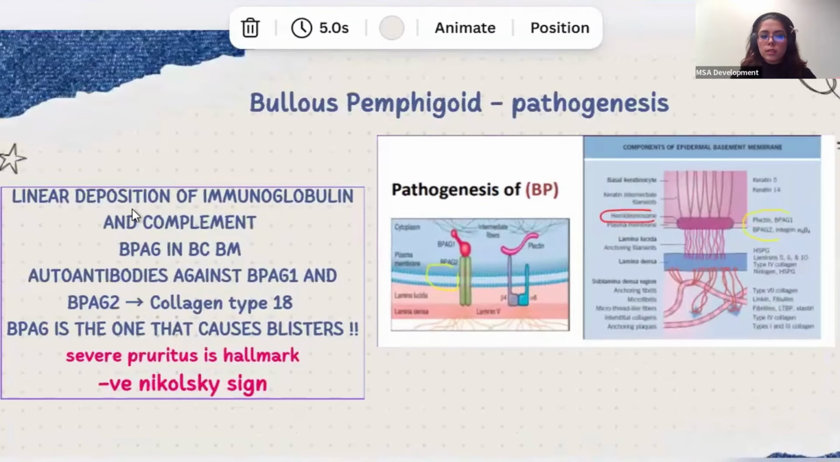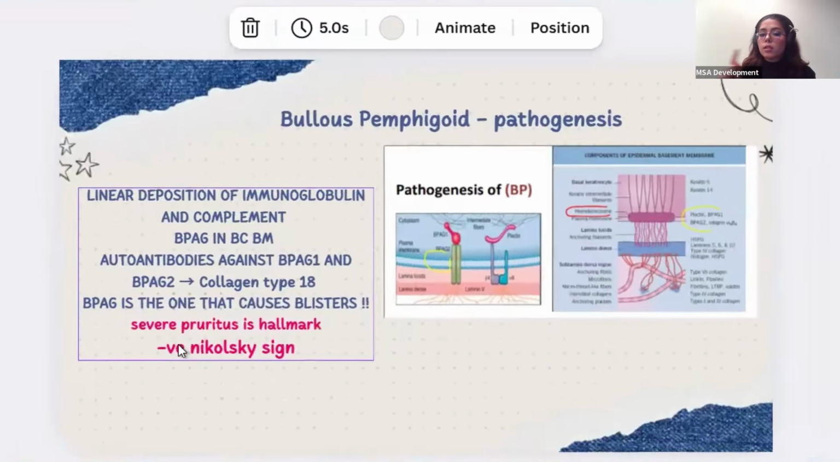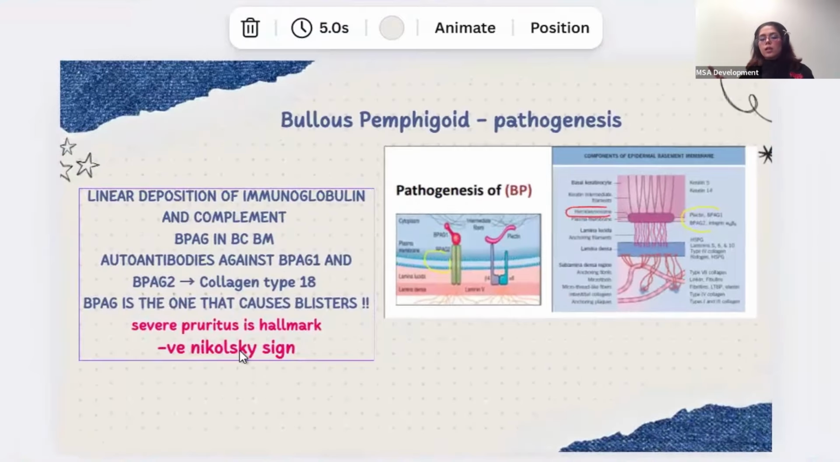For the pathogenesis, linear deposition, we said this, autoantibodies against BPAG1 and BPAG2, which is collagen type 18. This protein is the one that causes the blisters. There's severe pruritus and a negative Nikolsky sign. A negative Nikolsky sign is what I mentioned before. When I do this to the skin in pemphigus, it peels. Here, it's not there, it's negative. That's how you differentiate between these two.